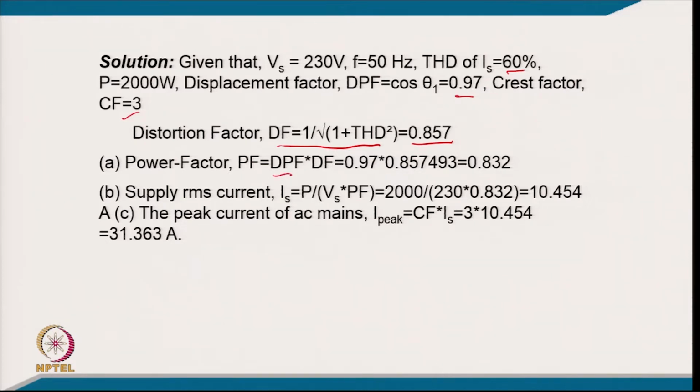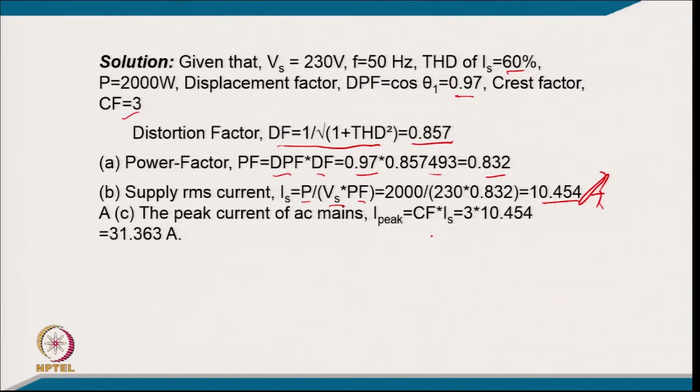Now, power factor is DPF and DF. So, keeping the values of both, it comes to 0.832, that is the power factor. That is the power factor formula in case of power electronics or a distorted environment. RMS current will be P upon RMS voltage into power factor. So, keeping the values, it comes to 10.54 ampere.